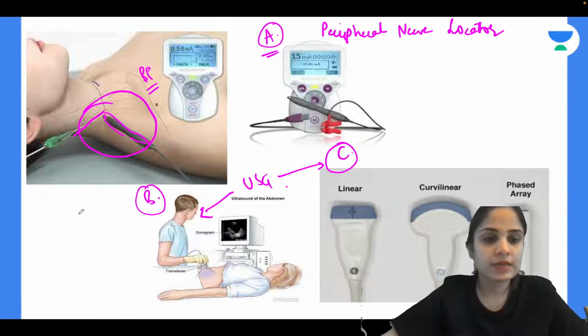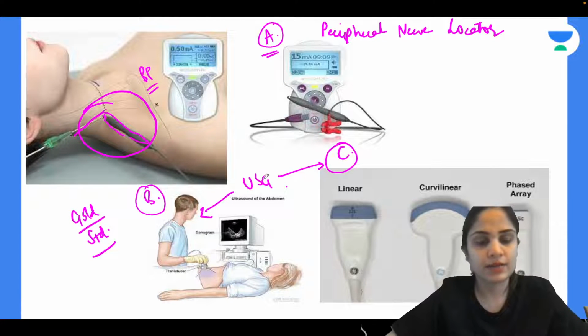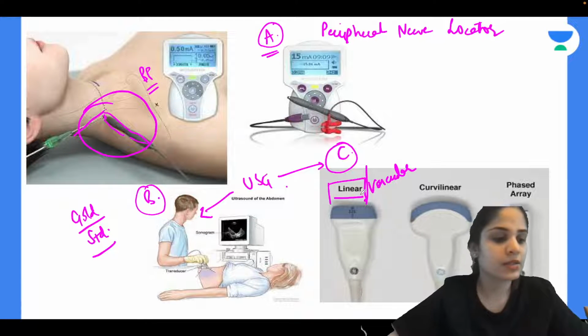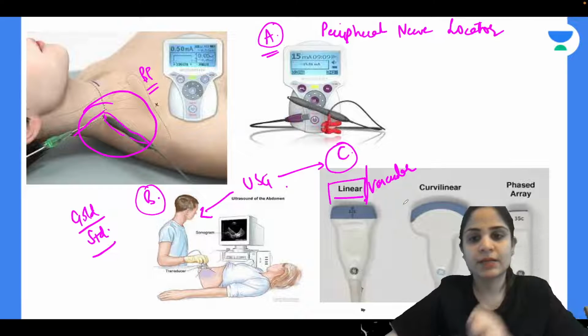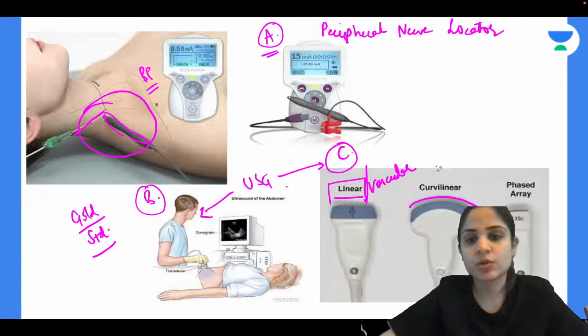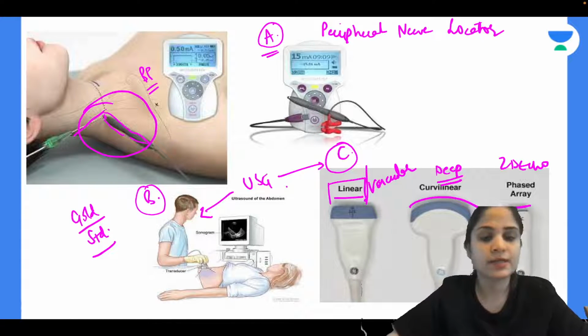Now, the gold standard method of finding these nerves is nothing but ultrasound. Okay, so these are the three types of ultrasound probes. You have the linear probe. This is also called the vascular probe. It helps you in finding superficial structures like nerves and blood vessels. Then you have the curvilinear probe that helps in finding deeper structures. And then you have the phased array probe, which is used for carrying out a 2D echo. It is also called a cardiac probe.